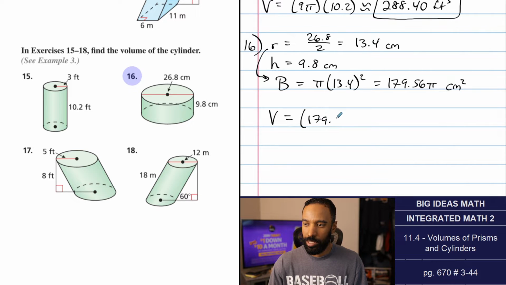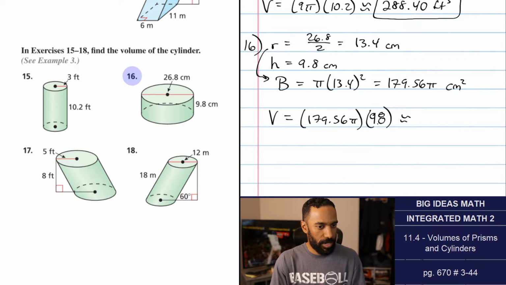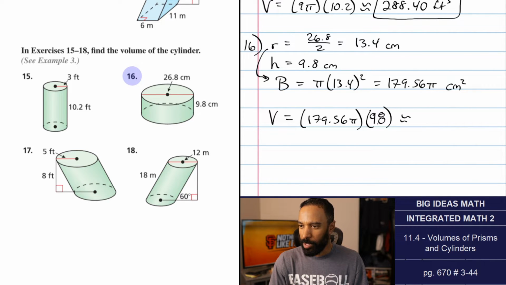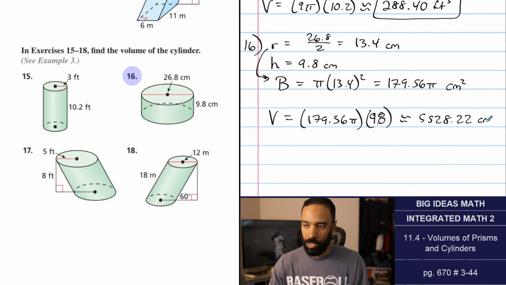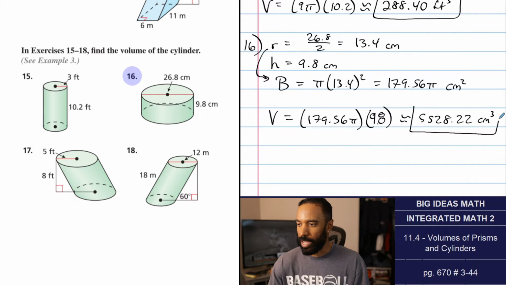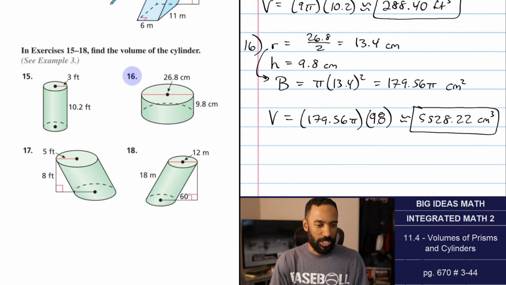Volume is this times this, 9.8. So let's do that. That number times pi times 9.8. Big number. I want to make sure I got all that. Okay, 5528.22. 5528.22 cubic centimeters.